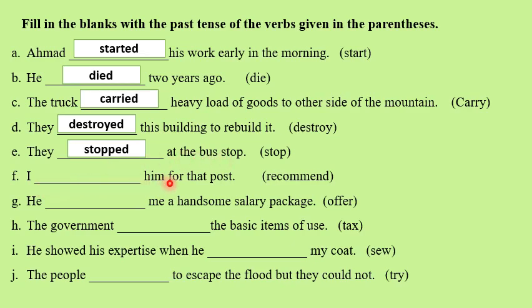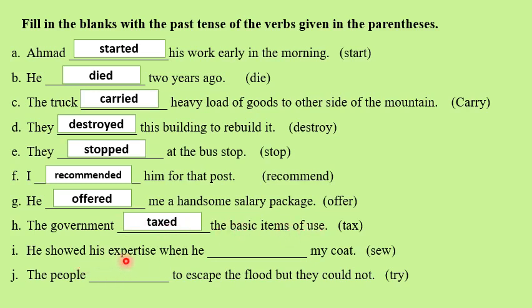I dash him for that post. Recommend, or you can say the verb's second form, recommended. I recommended him for that post. He dash me a handsome salary package. Now here the verb given is offer, and we are going to change it into the past form, offered. He offered me a handsome salary package. The government dash the basic items of use. Tax. Now here the second form of tax will be taxed. The government taxed the basic items of use.